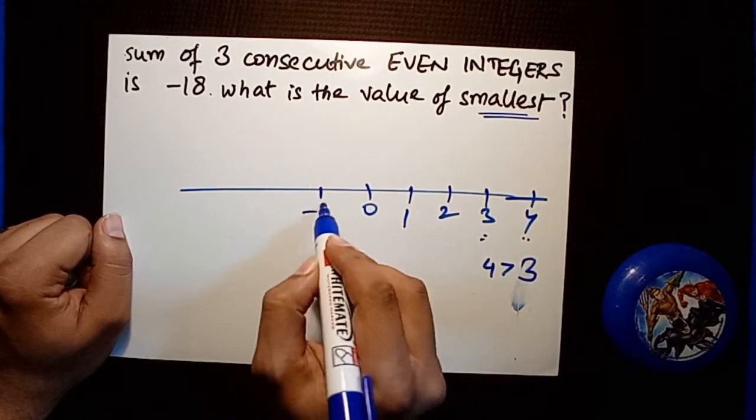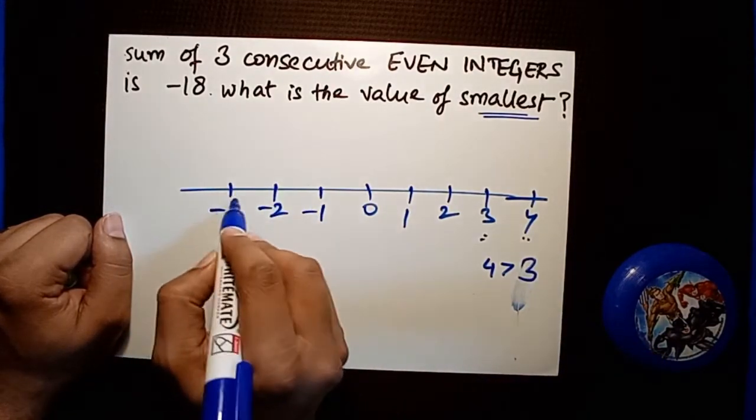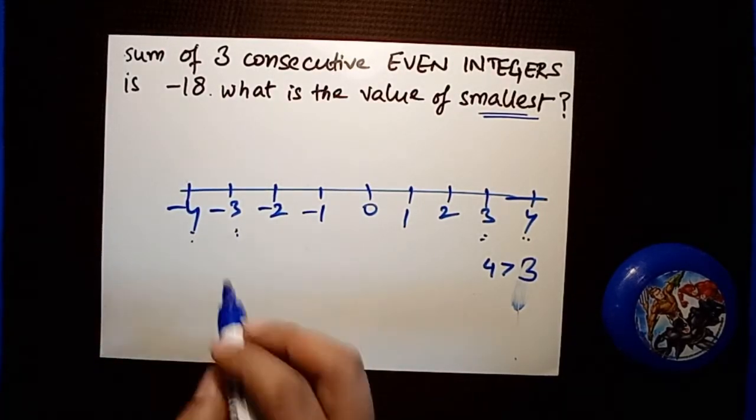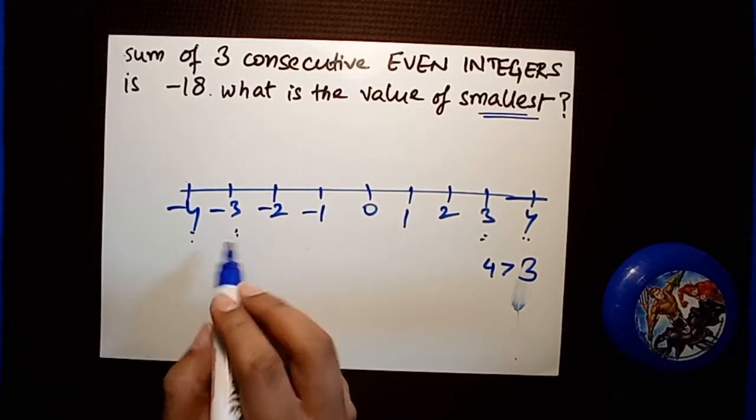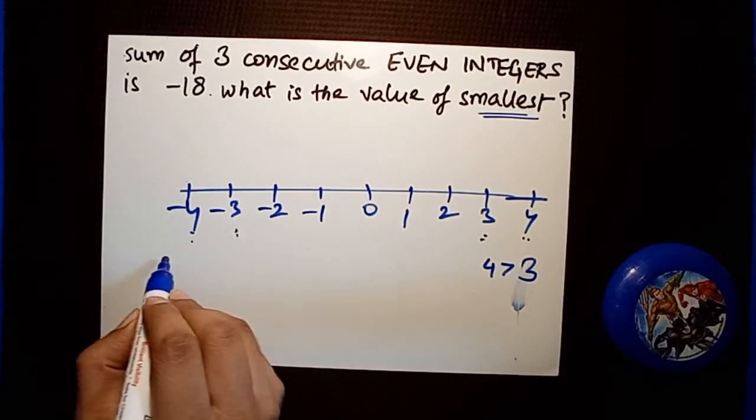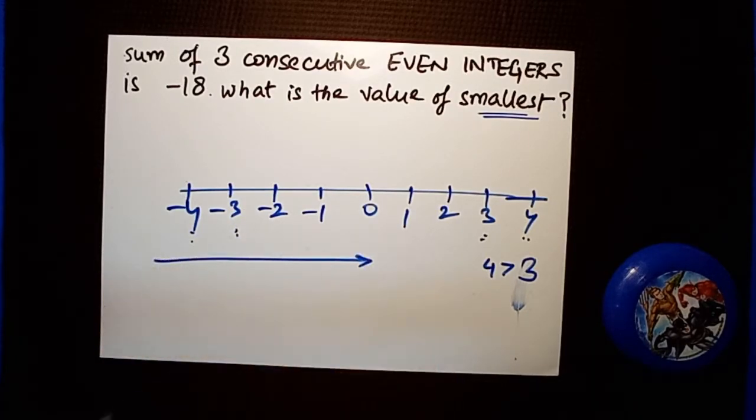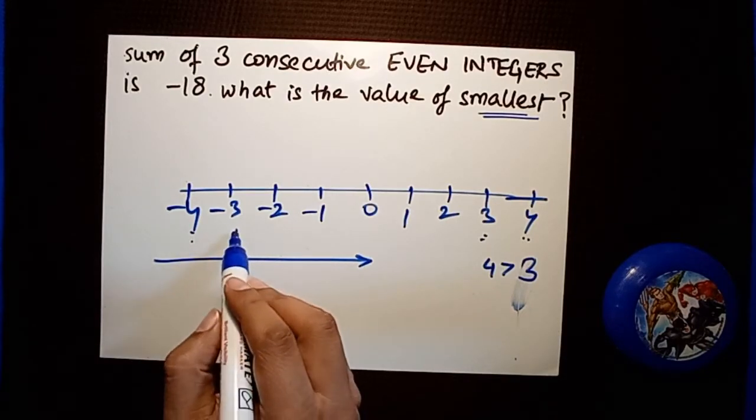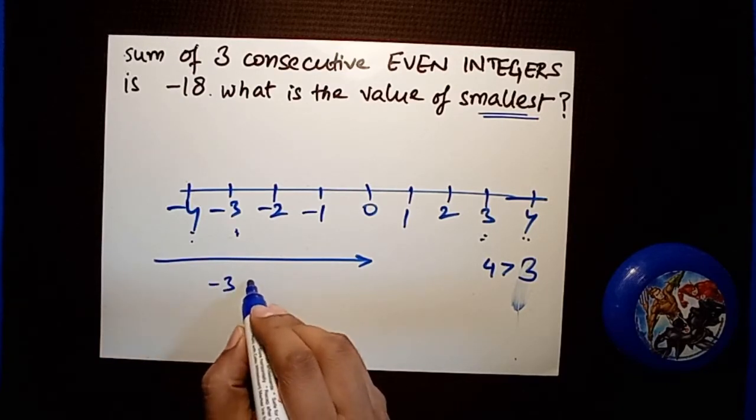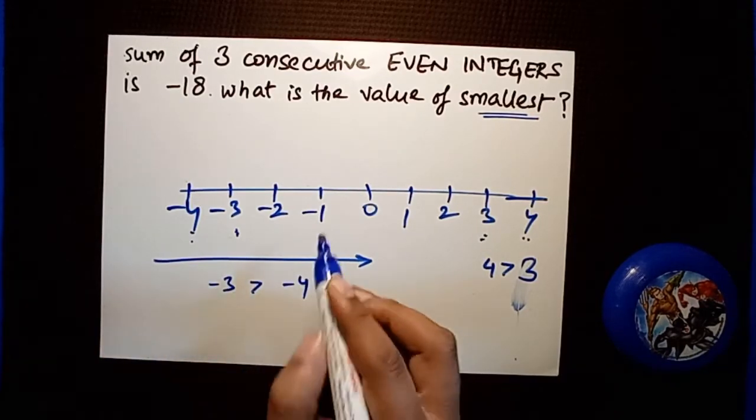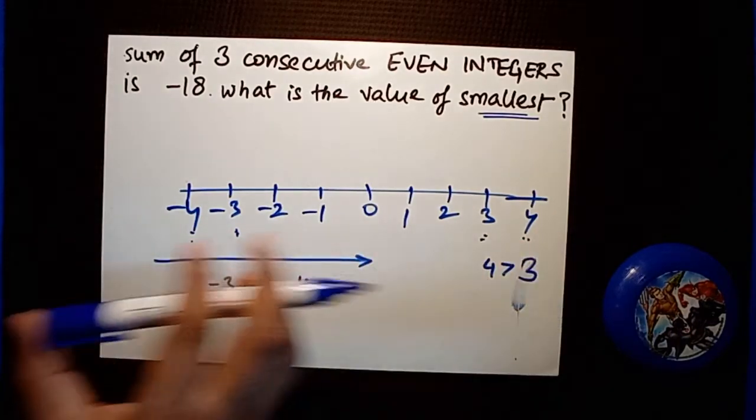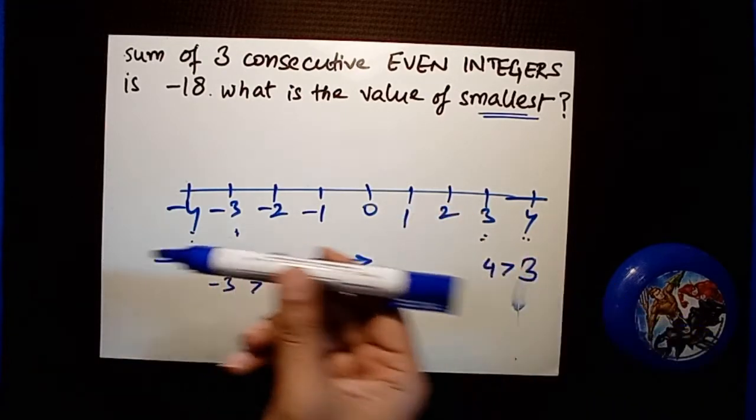Now let's do their counterpart. Minus 1, minus 2, minus 3, minus 4. Out of these two, which one is bigger? You can also revise negative numbers, but the larger number is always in this direction. So minus 3 is bigger than minus 4. Minus 3 is greater than minus 4. 0 is greater than minus 1. So it is increasing in this direction, decreasing in this direction.